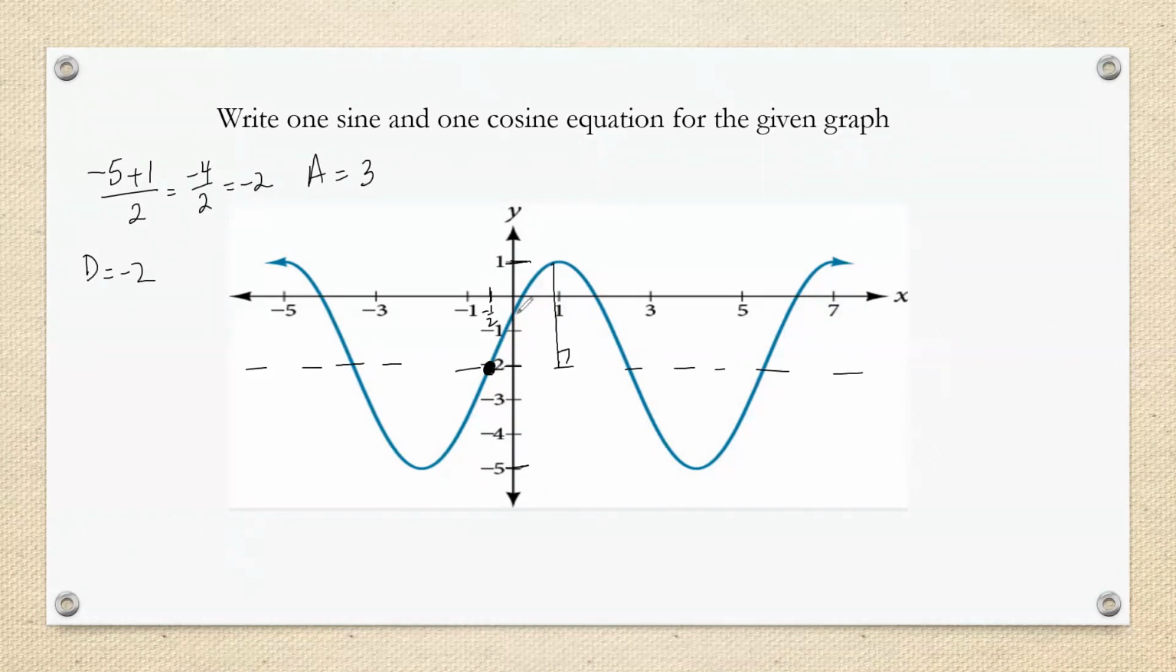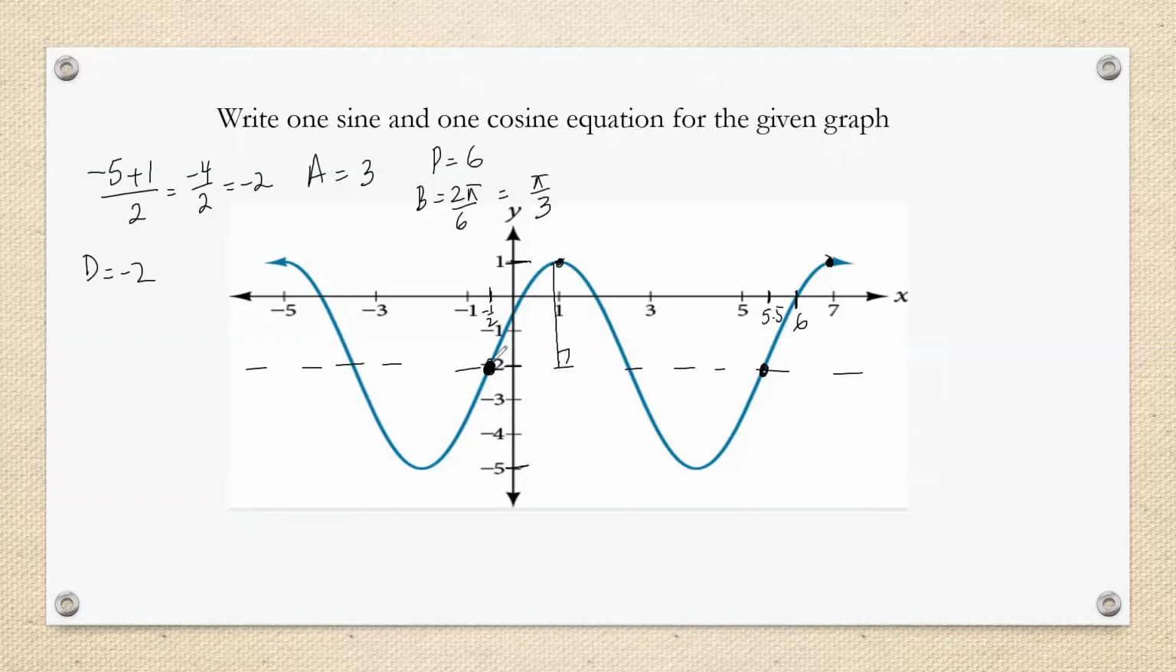So one cycle is completed right here, which if this is 6, I'm going to assume this is 5.5 approximately. So between -0.5 and 5.5, that is 6. So the period is 6. And if it's difficult for you to read, you could also go from peak to peak, right? The distance between these two consecutive maximum values is also 6. 7 minus 1 is 6. So B is equal to 2 pi divided by 6, which is pi over 3.